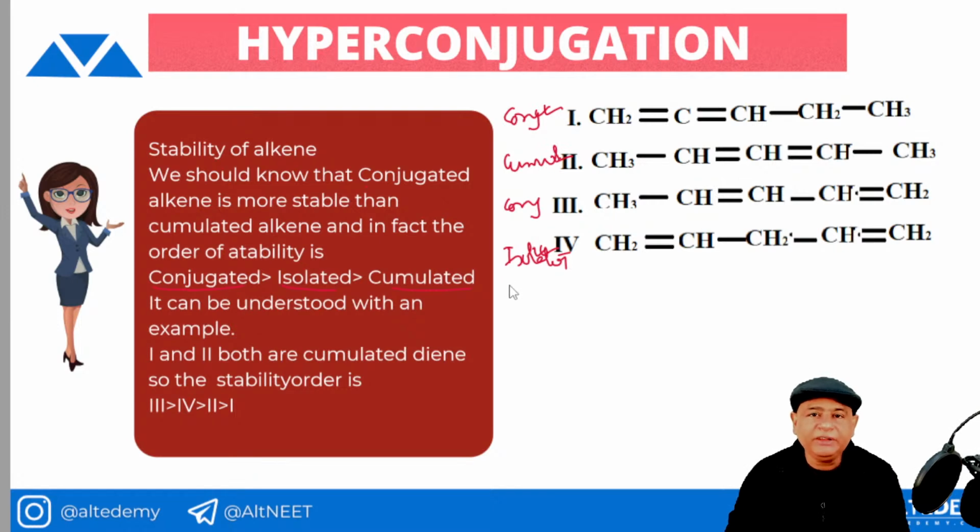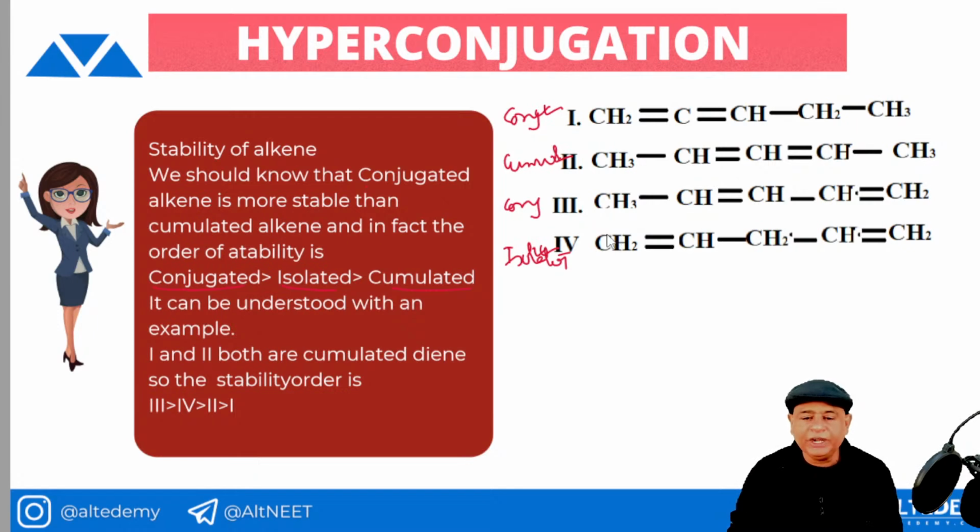You can be given different kinds of alkenes. If more than one double bond is present in a compound, we can have conjugated, cumulated and isolated alkenes. Among such alkenes, we always have this order: conjugated is always more stable in comparison to isolated, and isolated is more stable in comparison to cumulated. So if we talk about stability, we can take conjugated alkenes first.